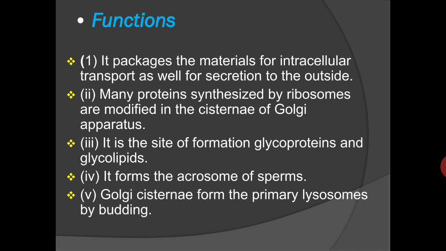It forms the acrosome of the sperm. In human sperms, there is an acrosome region found on the head of the sperm cell, which has lysins or enzymes that are very useful during the fusion of the sperm cell to the ovum at the time of penetration. Golgi cisternae form the primary lysosomes by the process of budding.